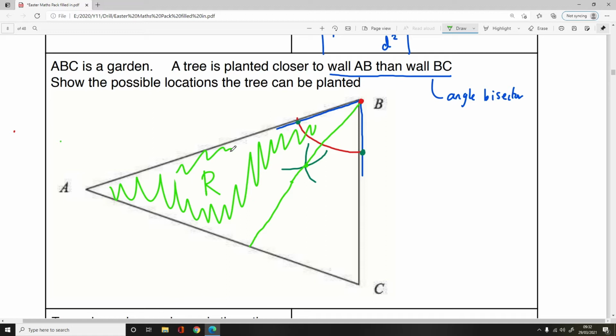If it says it's closer to a point than a point, that's where we do a perpendicular bisector, which is where you draw your 2 arcs and you just draw a line through where they meet. But that would be point to point.